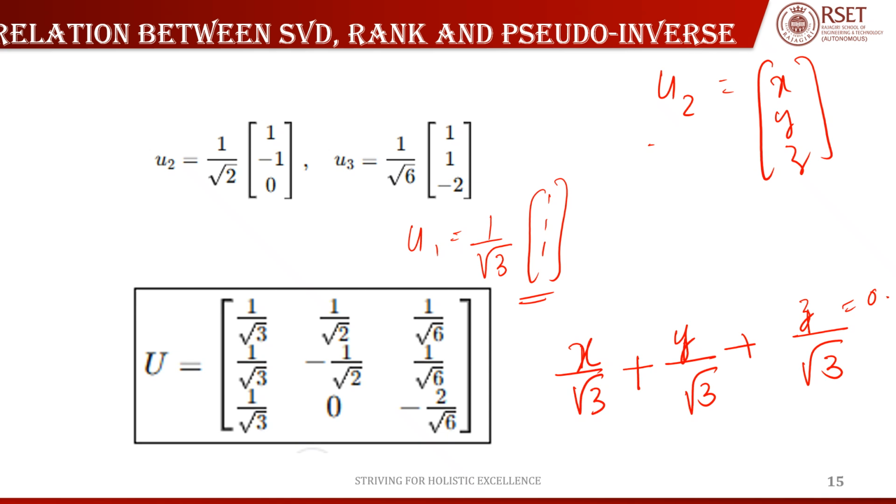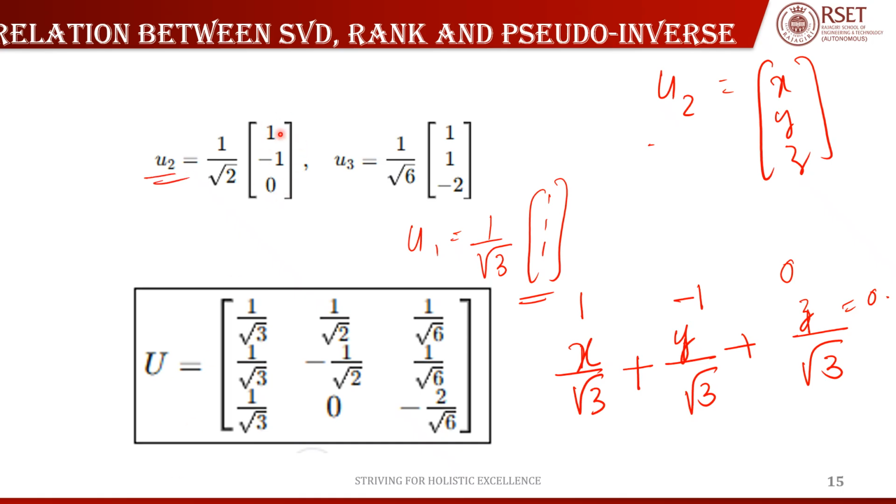Okay, what can we do? Let me choose my x to be 1, my y to be minus 1, and z to be 0. Then this satisfies, right? You can choose it arbitrarily, but when multiplying them, it needs to be 0. So let's choose 1, minus 1 and 0, and that is our u2. So it's 1, minus 1 and 0.